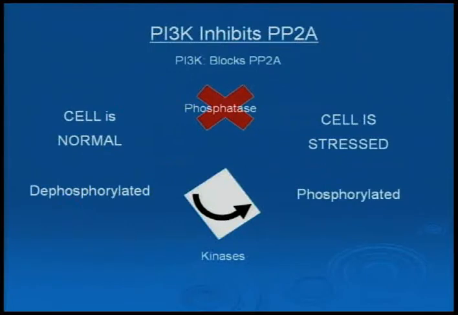And here's a graph showing PI3K inhibiting PP2A. Now, as you can see, this is similar to the one before with a few changes. When the cell is normal or dephosphorylated, the kinases bring it to the phosphorylated state, which is the normal way it usually goes. The problem comes when the phosphatase tries to bring it back, but the PI3K blocks the phosphatase PP2A, keeping the cell in the stress state, causing heart problems.